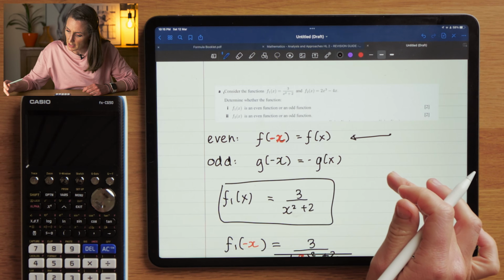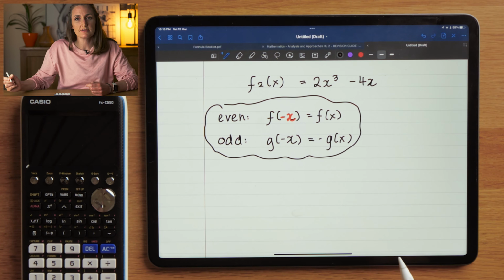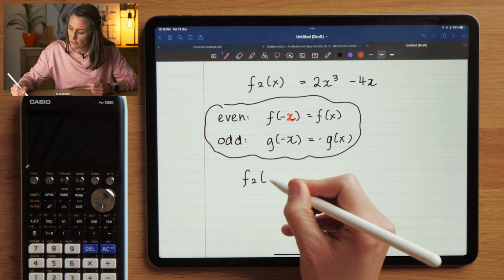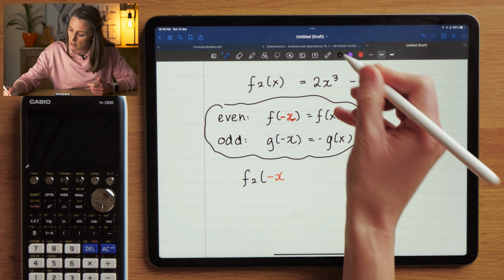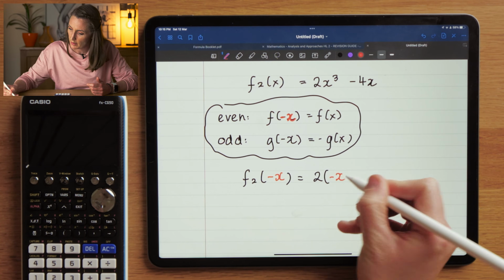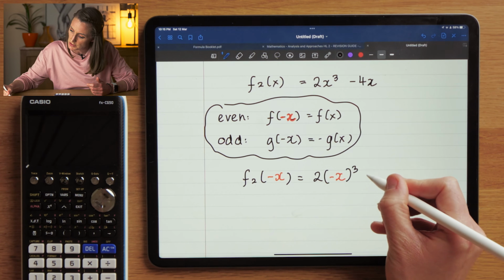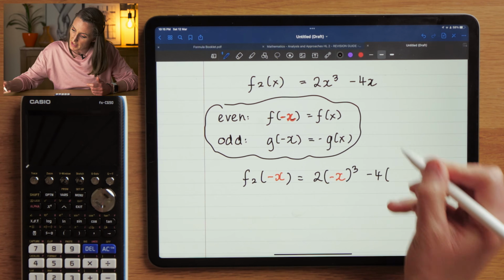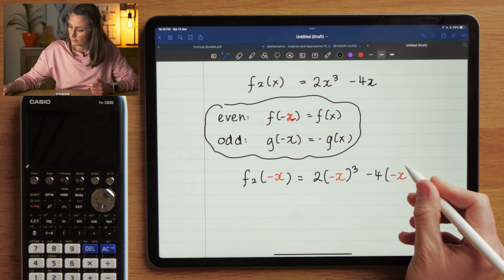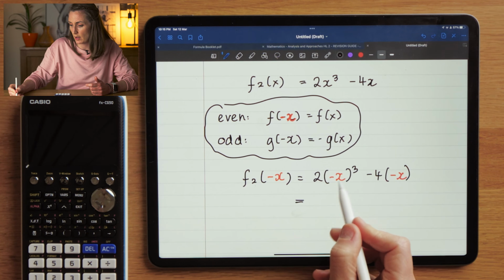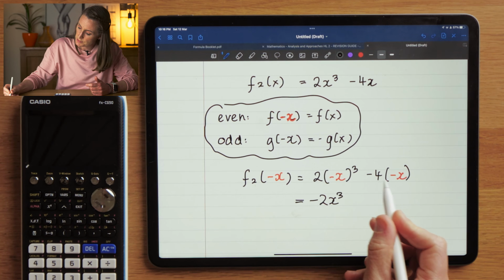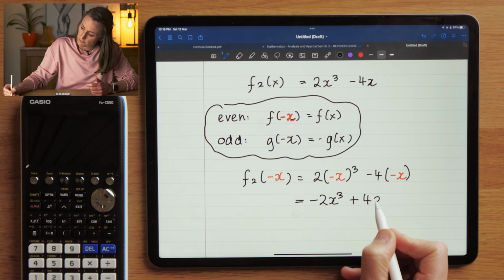Let's move on and check the second function. Okay, I'm going to start looking at the second function the same way as the previous one. I'm going to take the formula and replace x with minus x. So every x is going to change into a minus x. In this case here, I know that x minus x cubed will be minus 2x cubed, and this double minus will make a plus 4x.